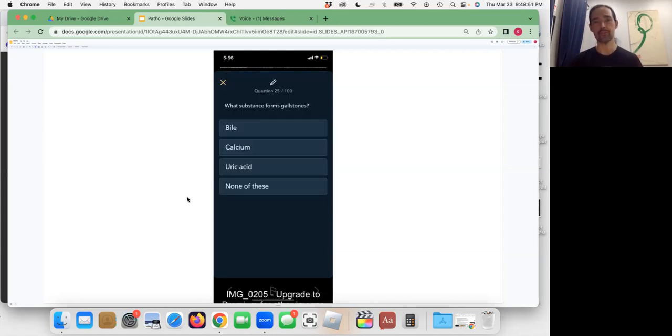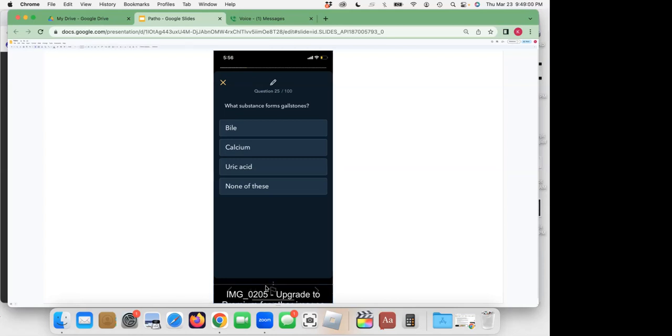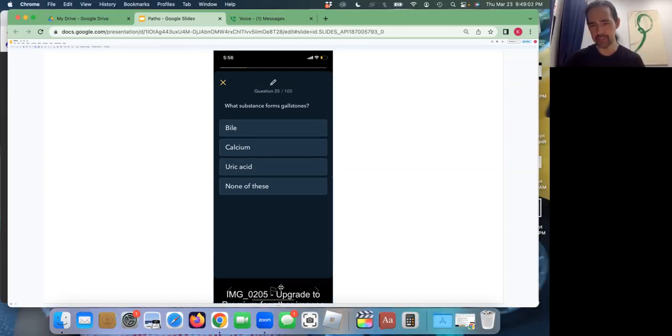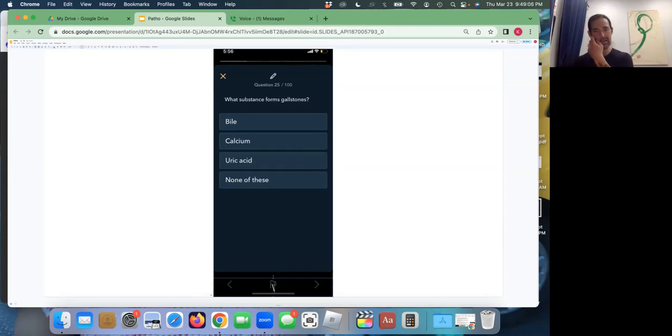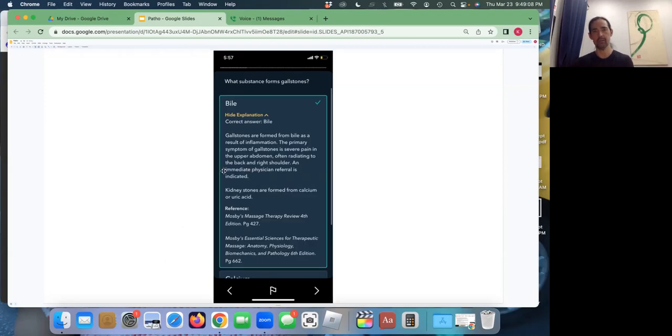What substance forms gallstones? Bile, calcium, uric acid, or none of these? I believe calcium. It's actually bile. Oh. Let's see. Bile, yeah.